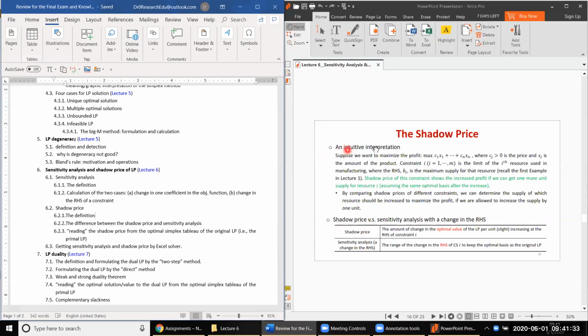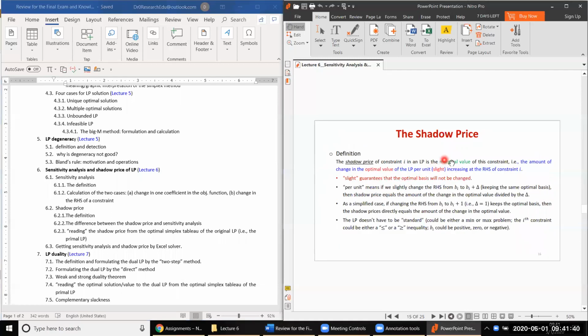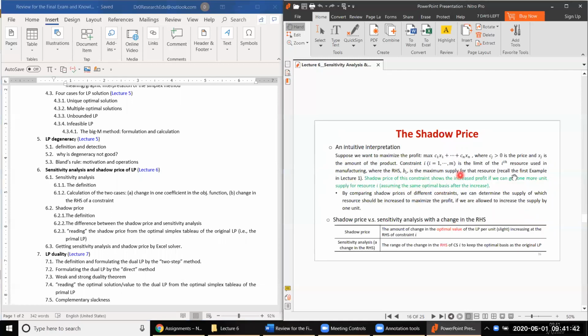And one very important interpretation of the shadow price is what? It is the marginal return. Did I write it here or here? Let me see. I think I wrote it here. This is actually the margin. The shadow price in economics is actually the margin.